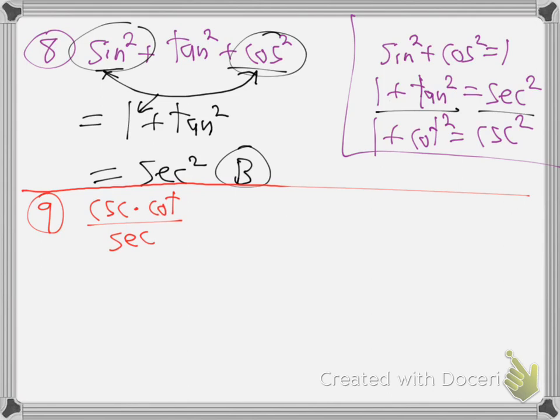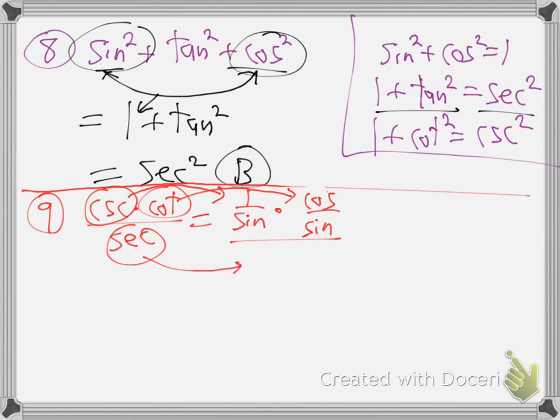So, how you doing? Do you know how to rewrite them? What is cosecant in terms of sines and cosines? 1 over sine. What is cotangent in terms of sines and cosines? Cosine over sine. I want to make them into cosines and sines. And what is secant in terms of sines and cosines? 1 over cosine. Are we all good so far? Everybody see what I did? I just rewrote each of those three in terms of sines and cosines.